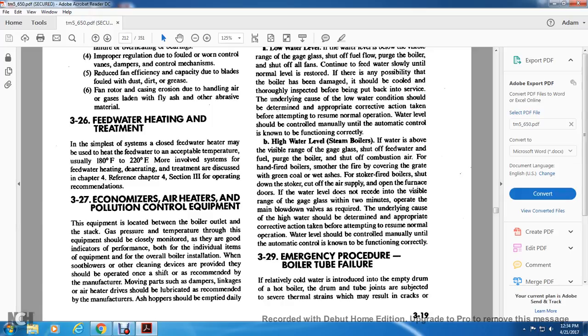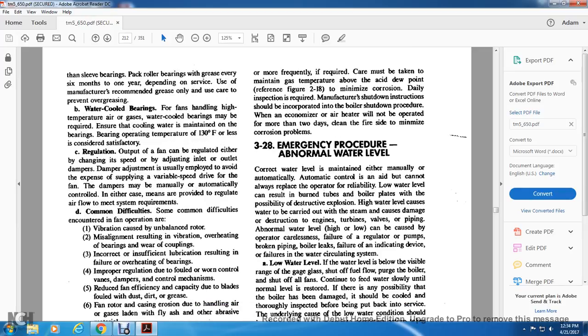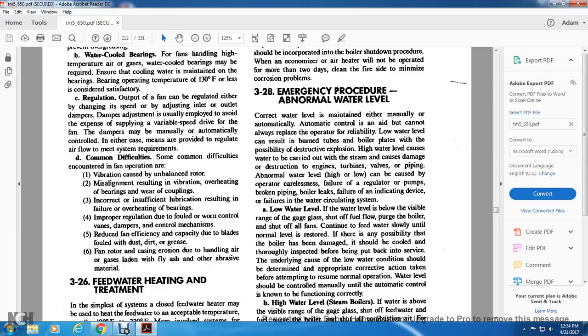Ash hoppers should be emptied daily, more frequently if required. Care must be taken to maintain the gas temperature above the acid dew point of the fuel, reference figure 2-18, to minimize corrosion. Daily inspection is required. Manufacturer shutdown instructions should be incorporated with the boiler shutdown procedure. The economizer and air heater should not be operated for more than 2 days. Clean the fire side to minimize corrosion problems.